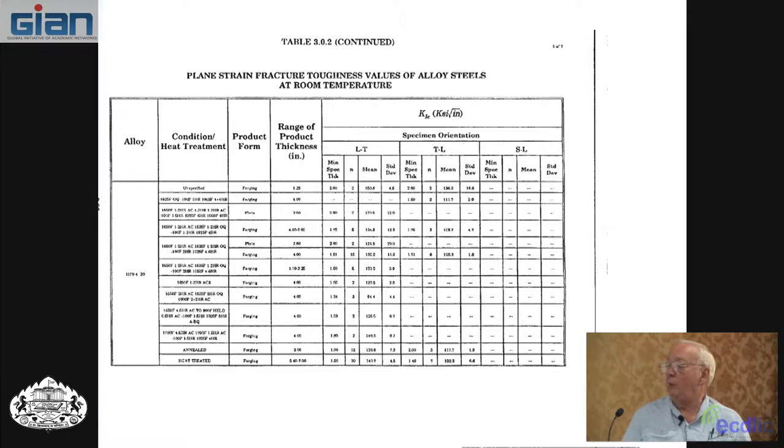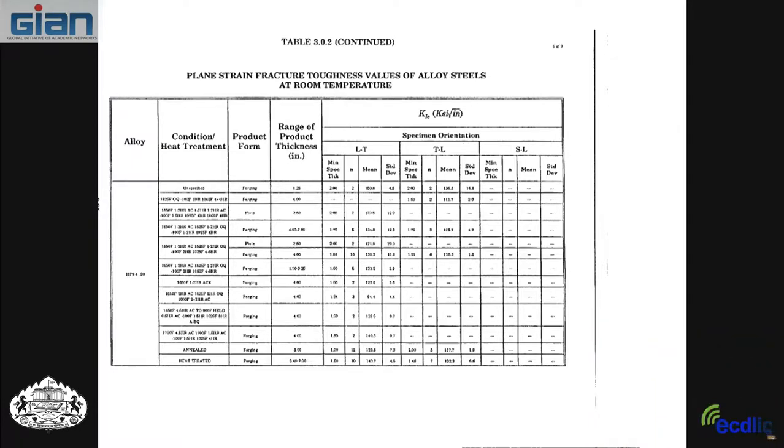LT means that you pull in the rolling direction and the crack runs across the rolling direction. Grains get elongated. If you're not familiar with the metallurgy, the grains get elongated, so this would have a crack running across the grains. TL is the opposite way. You're pulling in the transverse direction and then the crack runs along the grains. So this is pretty hard to see. See if I can read some numbers. You are going to get a handout of this where you can eventually take a magnifying glass to it and see it.